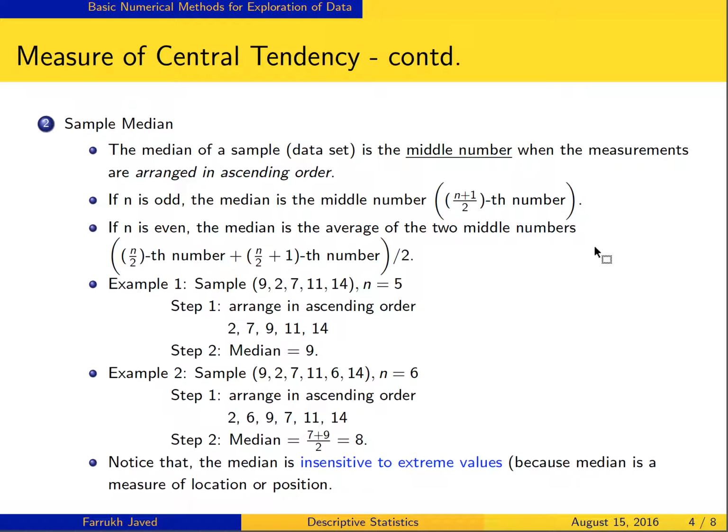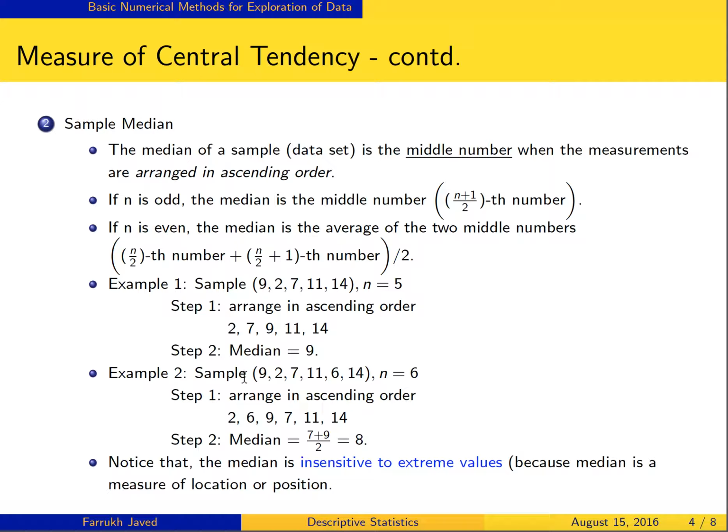So you take the average of those two middle numbers, and that average value will give you the median of that sequence. Here is example number 1. You have a sample of 5 observations: 9, 2, 7, 11, and 14. First we arrange them in ascending order. So we get 2, 7, 9, 11, and 14. Then you notice that the middle number is only 9. So that 9 is the median.